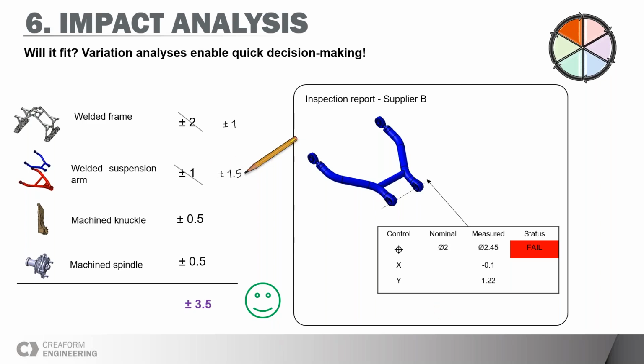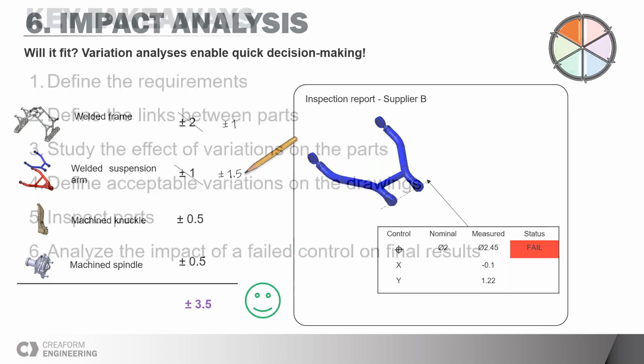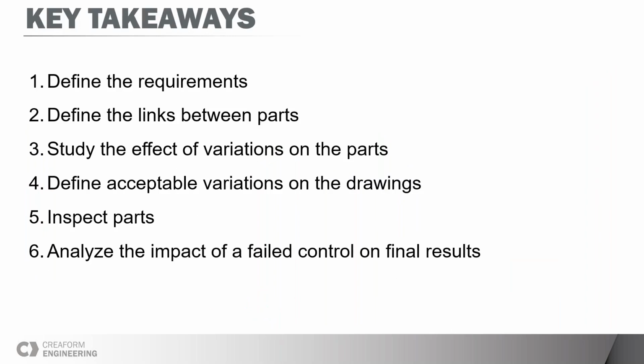So this is about it for the 6 steps of dimensional management. Just as a summary, here are the key takeaways for each of the 6 steps. First, during the design phase, you need to define good requirements. Then you need to define the links between the parts and answer all the questions about how your product will be put together. Once that is done, you can study the effect of the variation on individual parts on your requirement.